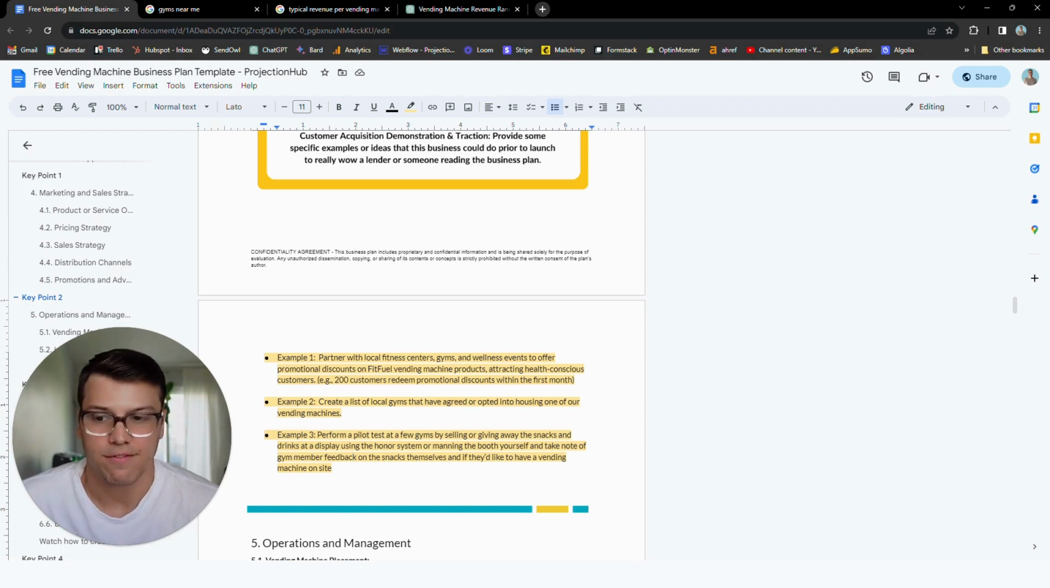And we got feedback from 175 gym goers that they would love to have a snack machine there and they would consider buying things from it if it contained X, Y, and Z. So as you can see, that's a thing you can do before investing thousands or hundreds of thousands of dollars into launching a full-scale business.